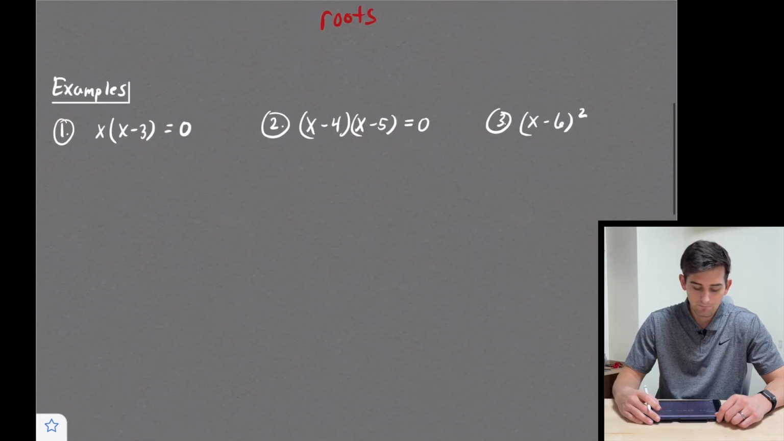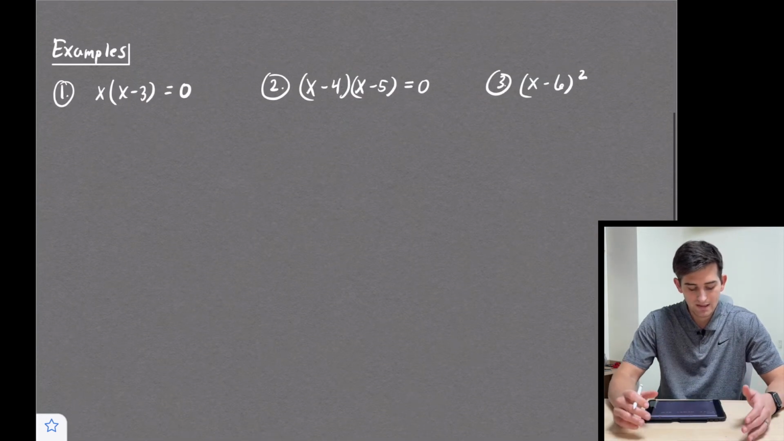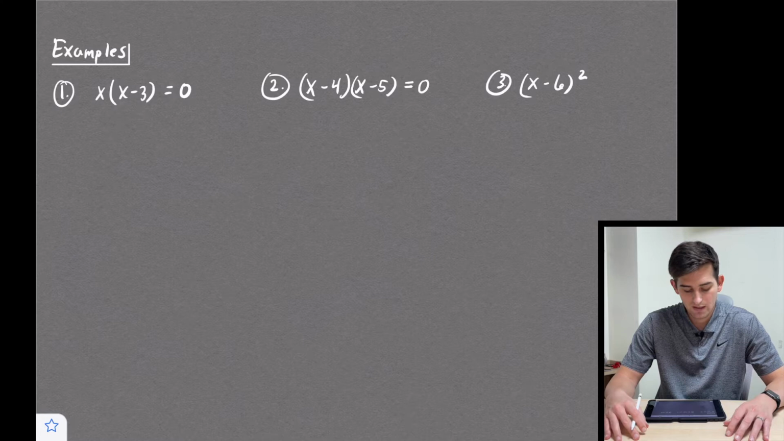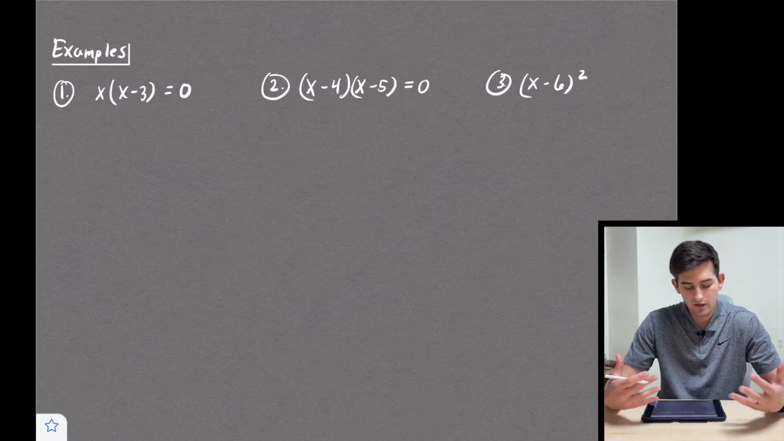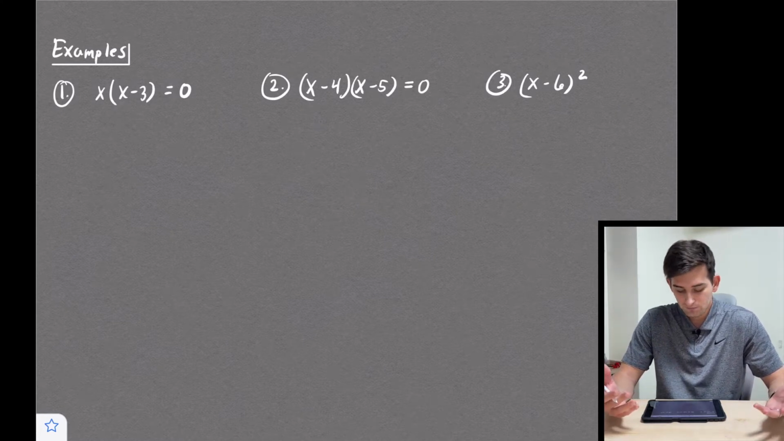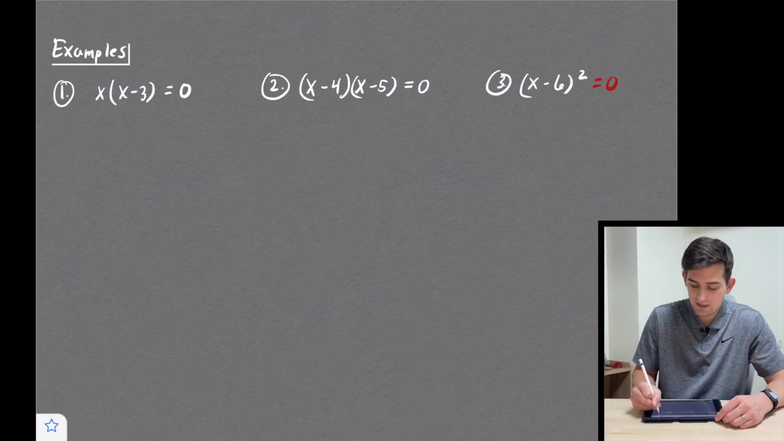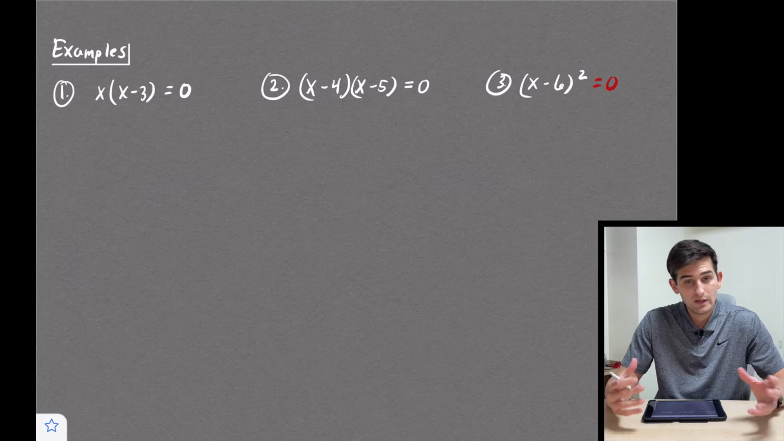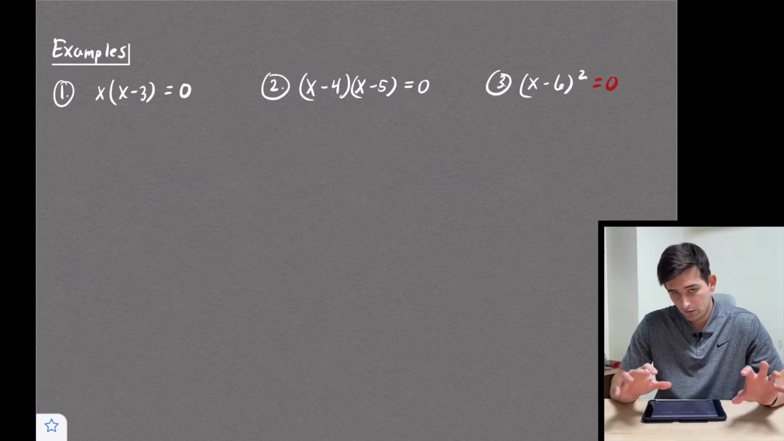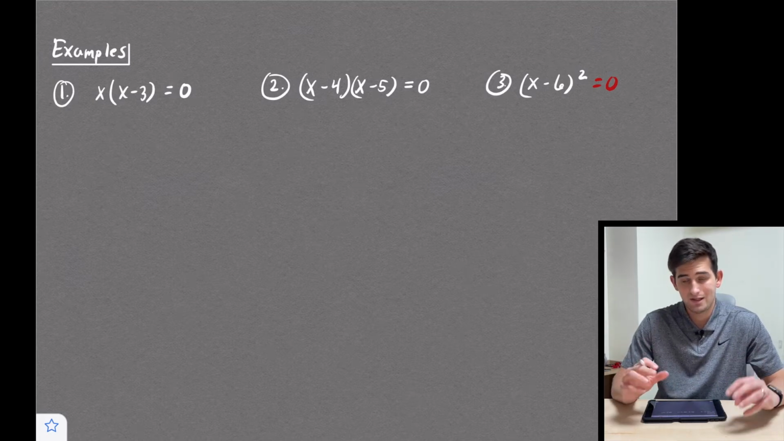All right, so here we go. Three examples. The first one is x times (x minus 3), and it is equal to 0. These are examples that are already set equal to 0 for us. Looks like we forgot to do that on the last one. There we go. So all we have to do is take each of the factors and set them equal to 0.